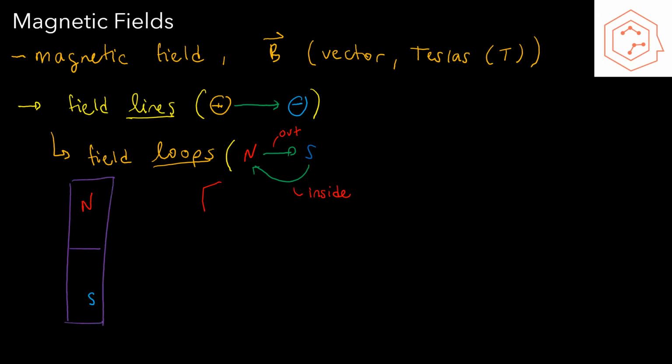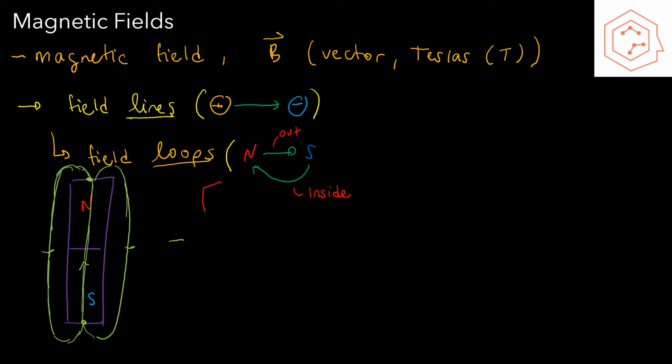On the outside region of this magnet, we start our field line and go over to the south pole, and then inside the magnet we go from the south pole back to the north pole. And the same occurs on the other side.